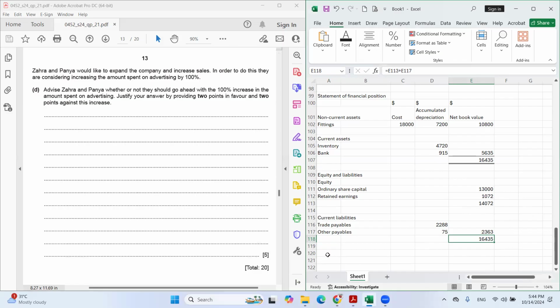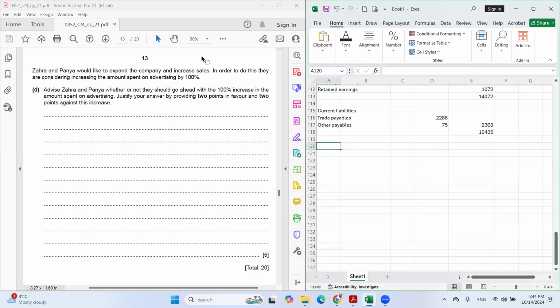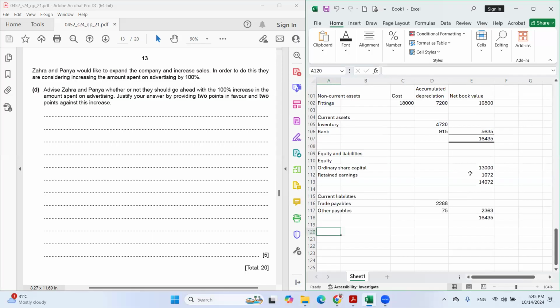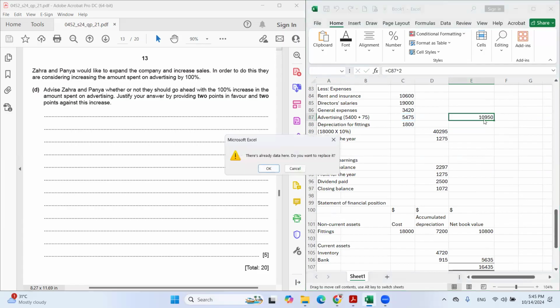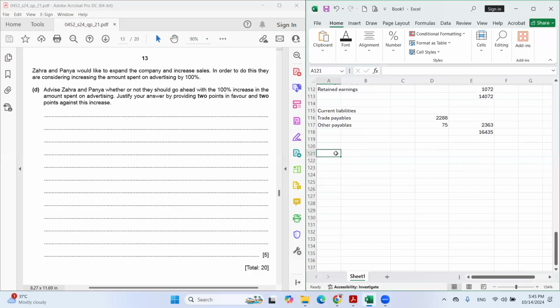Zara and Panya would like to expand the company and increase sales. In order to do this, they are considering increasing the amount spent on the advertisement by 100%. Currently, how much does the advertisement cost? The advertisement cost is this one. If they increase 100%, that means times 2, double, which is about 11,000. Okay. So now, next is that advise Zara and Panya whether or not they should go ahead with the 100% increase in the amount spent on the advertisement. Justify your answer by providing two points in favor and two points against.